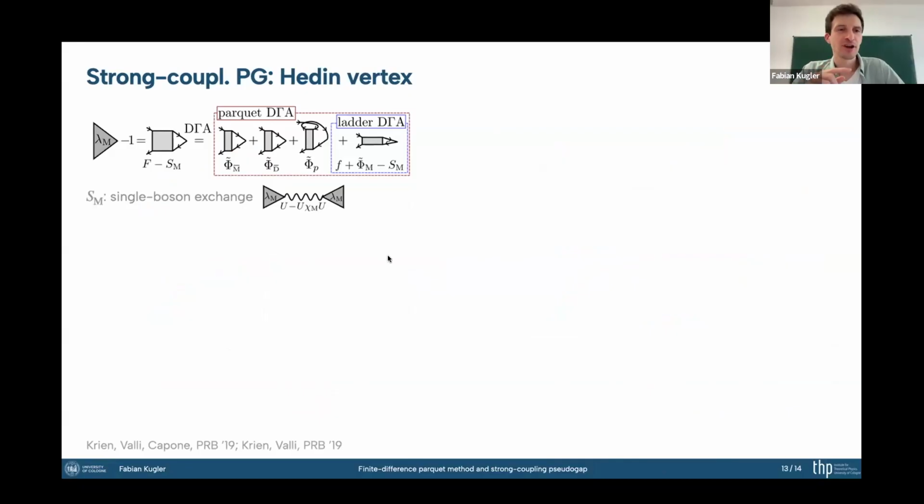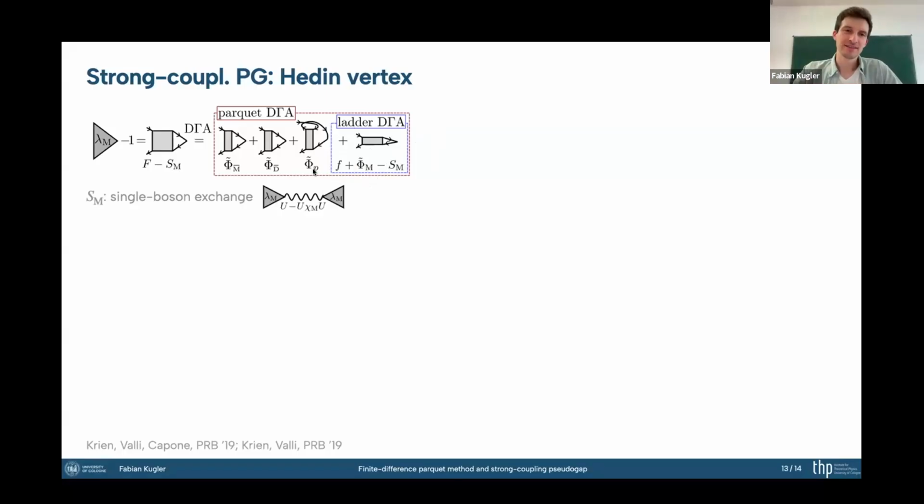Okay, all right. So the Hedin vertex has this defining relation. It's irreducible in the boson propagator. That's why we need to subtract the single boson exchange here. Now, again, we insert our decomposition, and you can find that in ladder D gamma A, the Hedin vertex is driven by the local vertex F and by the non-local fluctuations in this one channel you select, the magnetic channel, but you subtract the single boson part, and therefore this is a minor contribution.